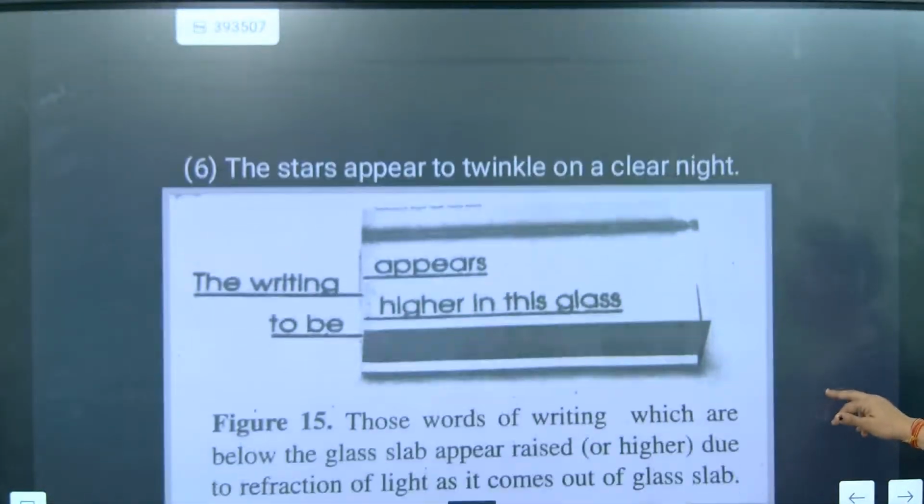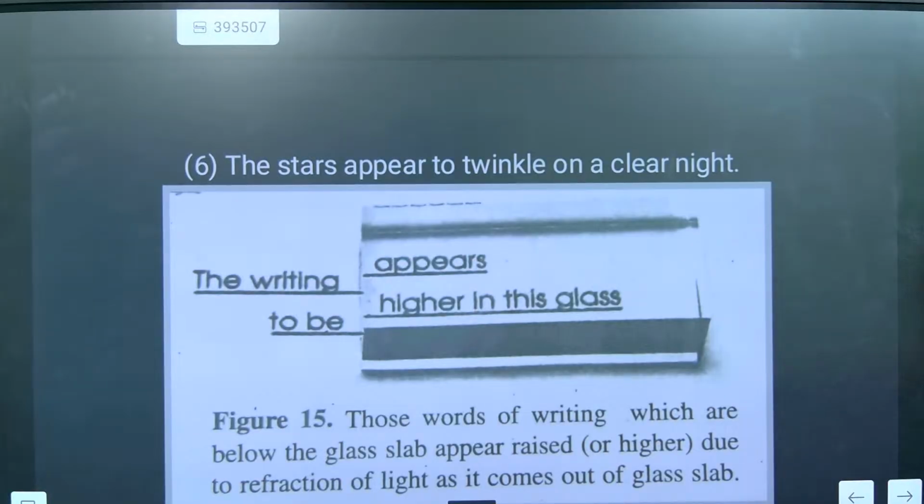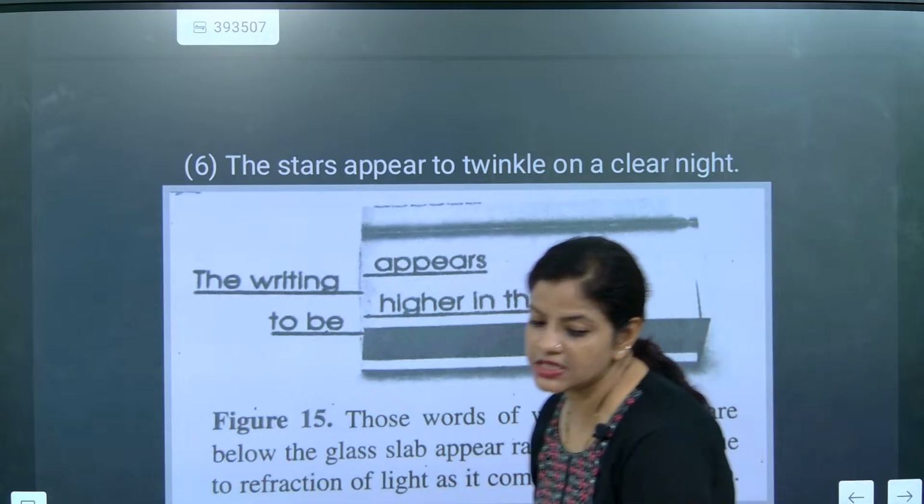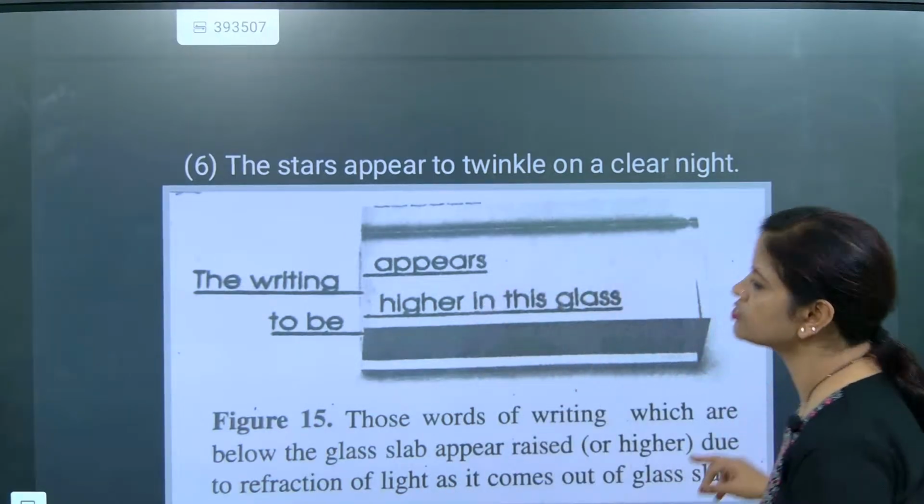Can we see? Yes. Those words of writing which are below the glass slab appear raised due to refraction of light as it comes from the glass slab. I hope you have understood this concept, beta.